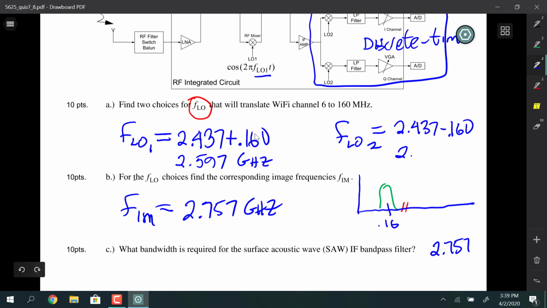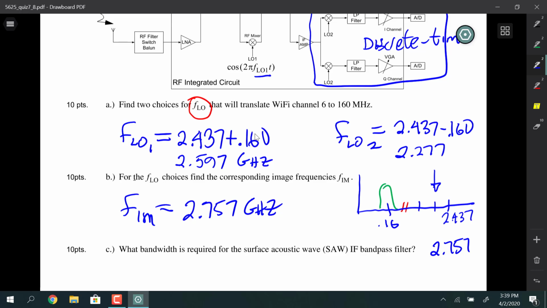So if we did that, we'd be sitting over here at 2.437. Then our local oscillator would sit below that, and I just didn't do the math on that. Somebody want to punch those numbers in? It's going to be 3, and then it's going to be 2. Okay.